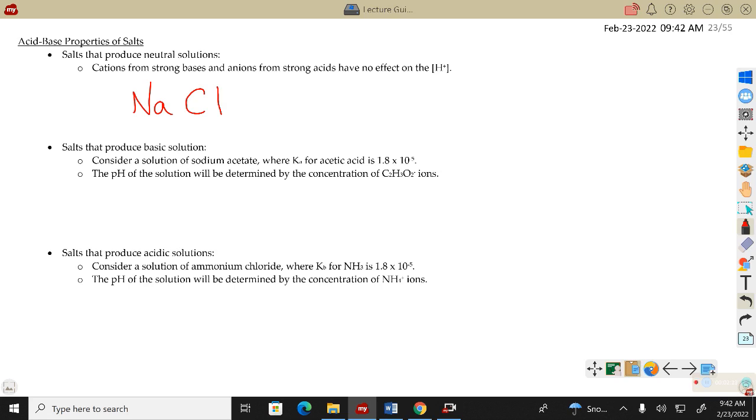Another example might be something like potassium nitrate, where both HCl and HNO3 are very common strong acids. They're probably the two most common strong acids, hydrochloric and nitric.